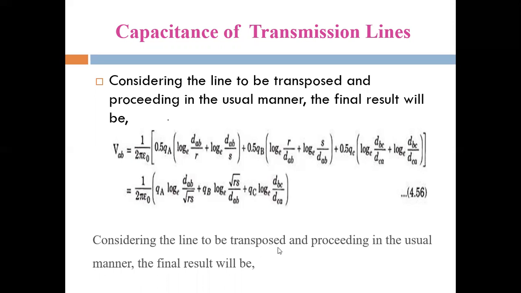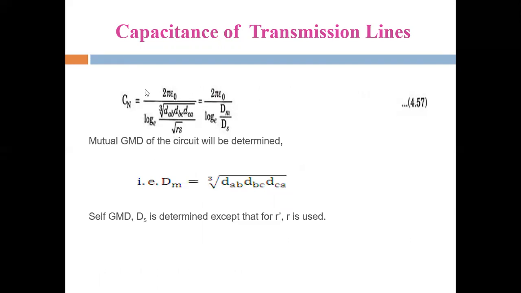Next, considering the line to be transposed and proceeding in the usual manner, Cn is equal to 2 pi epsilon naught by log e cube root of d1 d2 d3 in the previous case. But in the case of a bundle of conductors, Cn is equal to 2 pi epsilon naught by log e of cube root of DAB DBC DCA by root of RS. Then it is equal to 2 pi epsilon naught by log e Dm by Ds.